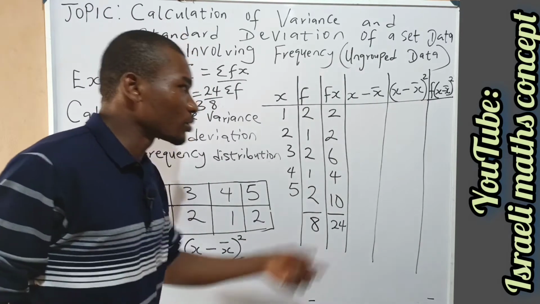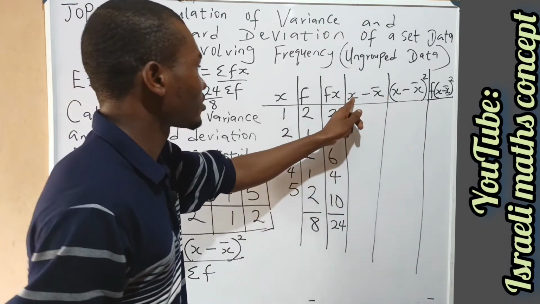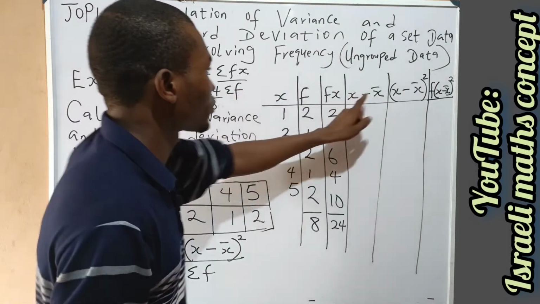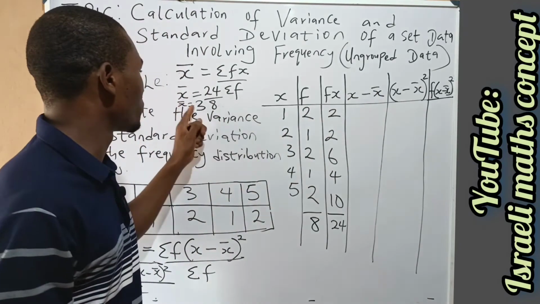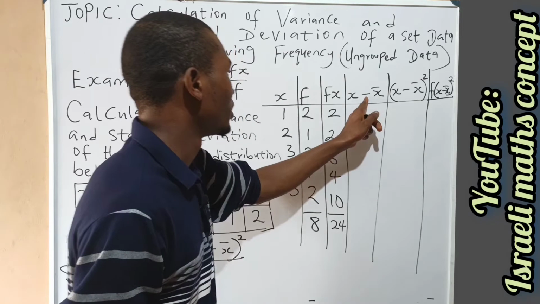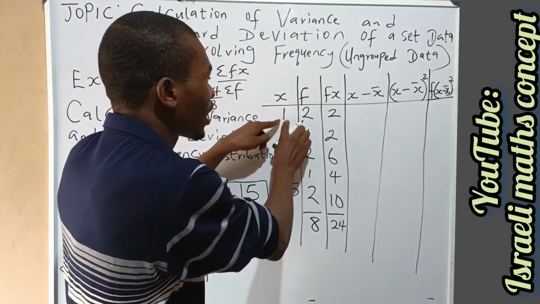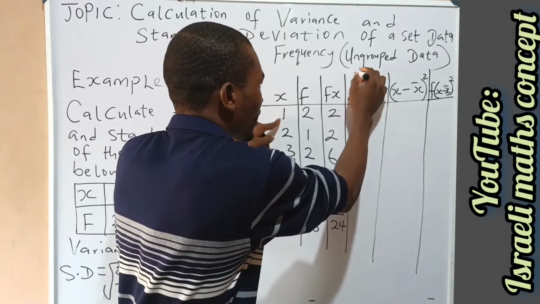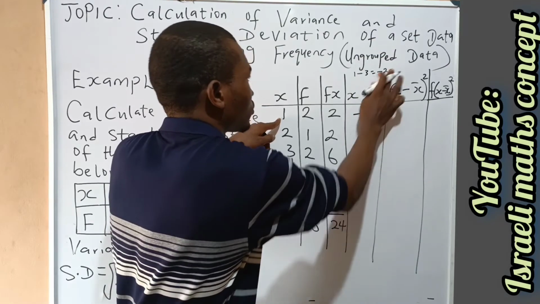All right, let's start from the fourth column, which is x minus bar x. The x are the scores we have in the x column. We shall be subtracting our bar x, which is our mean, which we found to be 3, from the values of x. So x is 1, and 1 minus 3 is simply minus 2. So we have here minus 2.